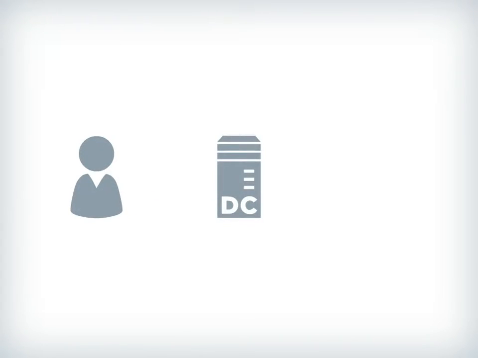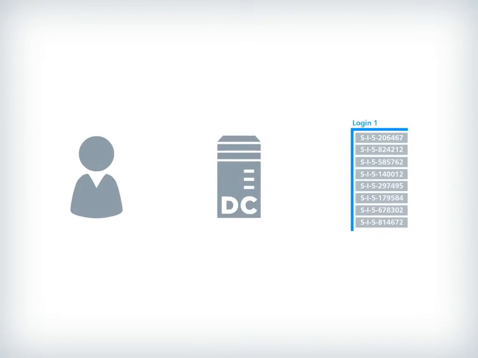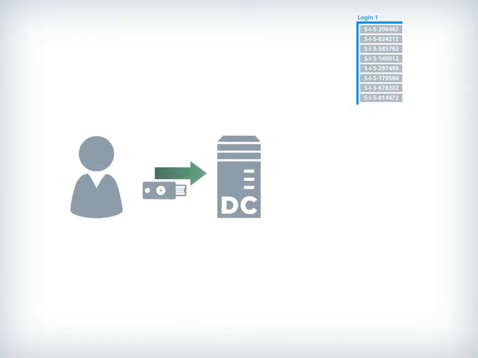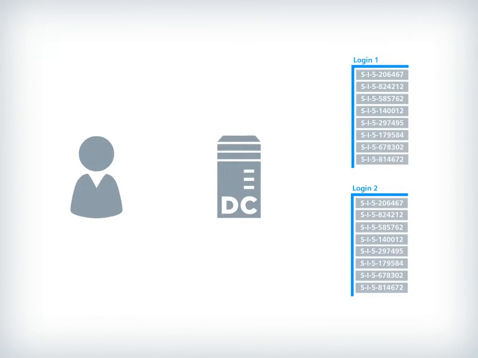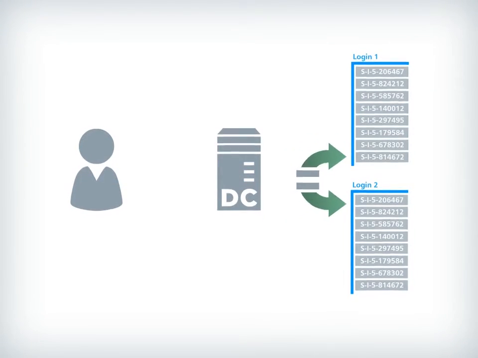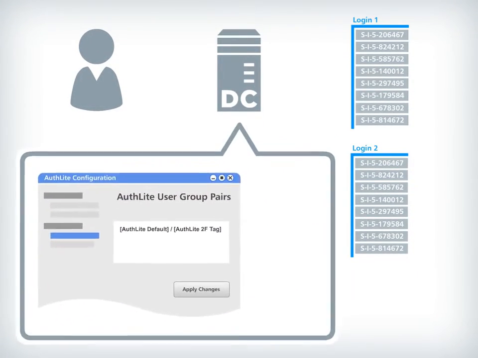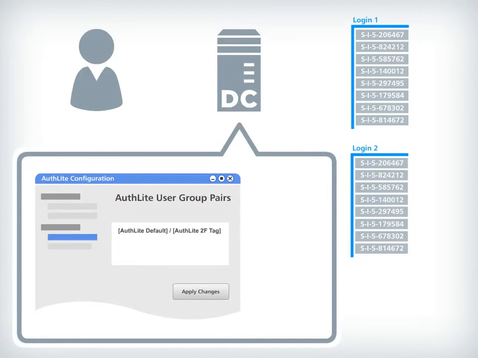Each time a user logs in, no matter what credentials they provide, smart card or YubiKey or just a password, the list of SIDs will be the same. This means there's not any way for domain resources to tell whether this user session was authenticated with one or two factors. But since AuthLite runs as part of the domain controller's logon process, we have the ability to modify this list of SIDs when the logon session is being created.